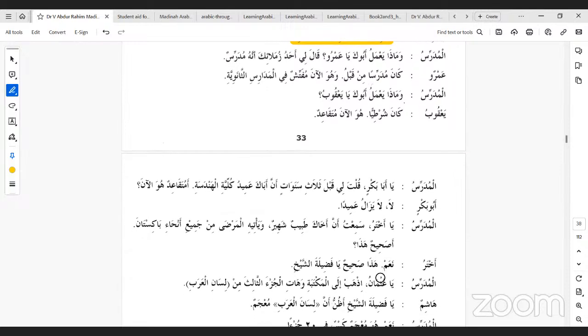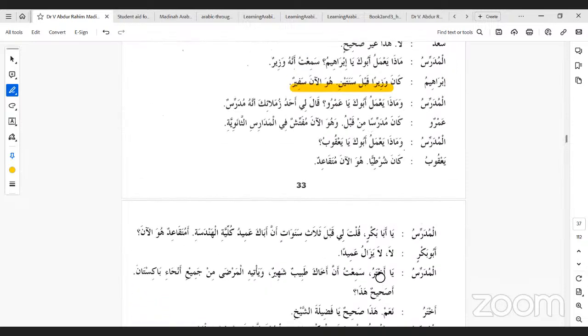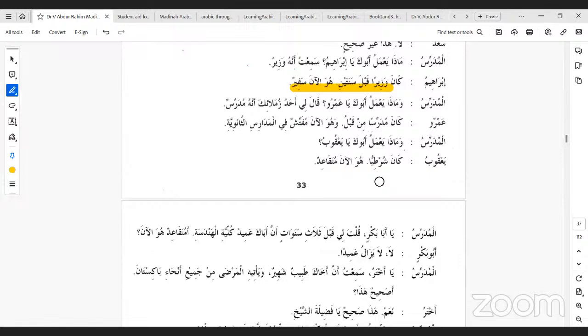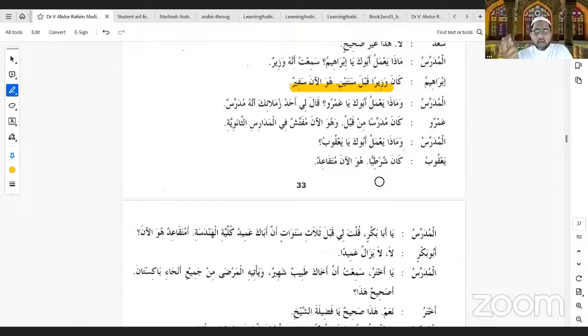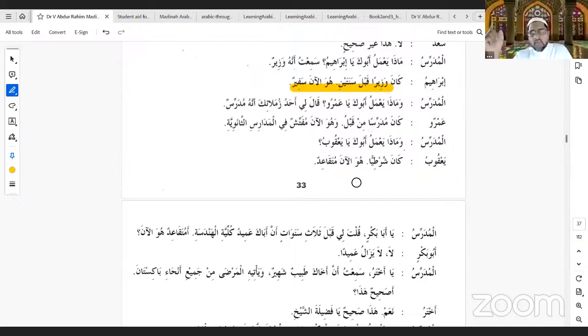Abu Yaqub shurtiyun mutaqaidun. So you will say the sentence this way: Abu Yaqub kana shurtiyan wa huwa al-an mutaqaidan. Yeah, his father was a police officer and he's now retired.